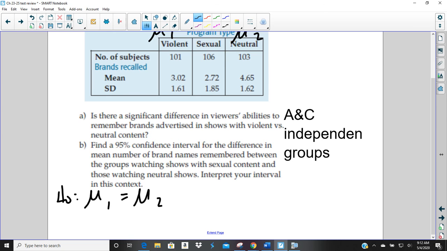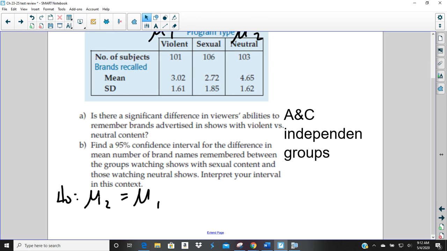And you know what? I see that the neutral is greater than the violent, so I'm actually going to switch these, and hopefully everyone sees why. I want my number to be positive. It doesn't matter, the number would be negative. You just need to have a conversation about it being negative. I don't want you guys to be confused as to why it's negative.